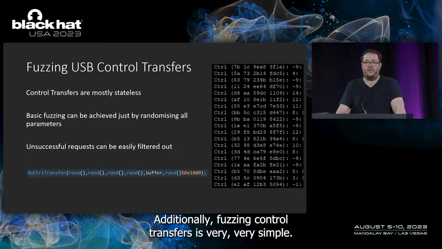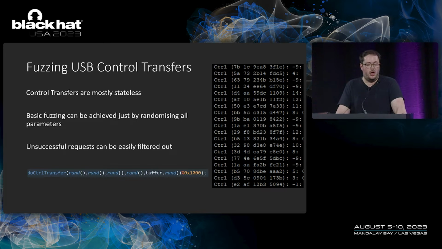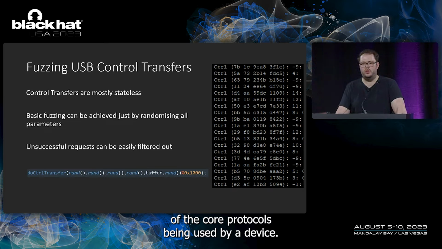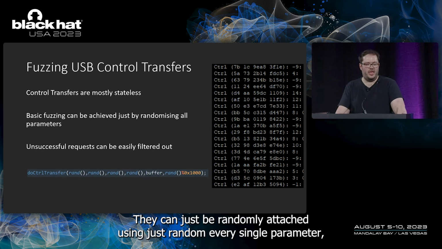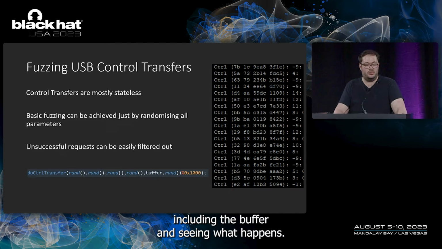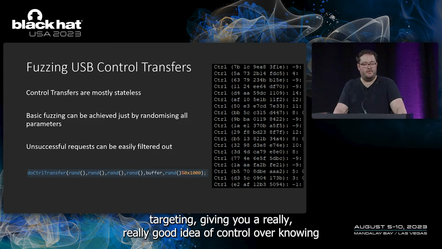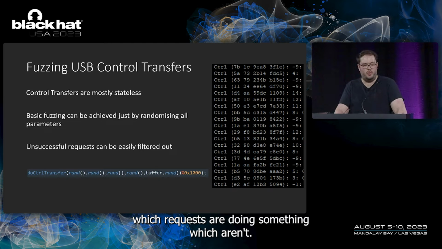Additionally, fuzzing control transfers is very, very simple. Because control transfers are not usually part of the core protocols being used by a device, they can just be randomly attacked using just rand in every single parameter, including the buffer, and seeing what happens. Unsuccessful requests will usually be rejected by the device that you're targeting, giving you really granular control over knowing which requests are doing something and which aren't.